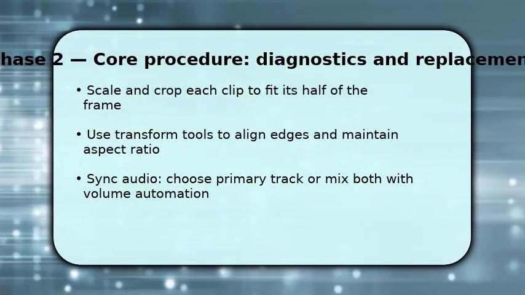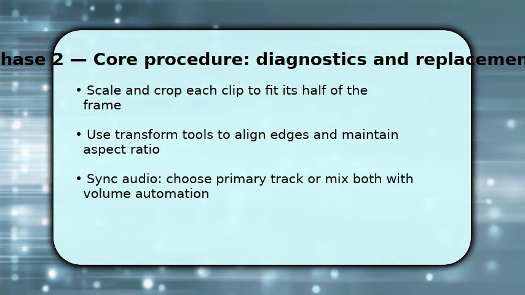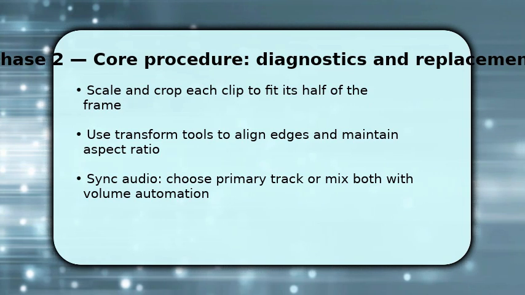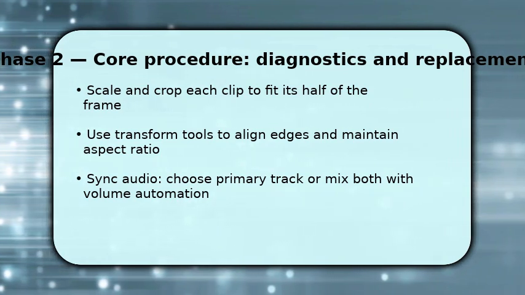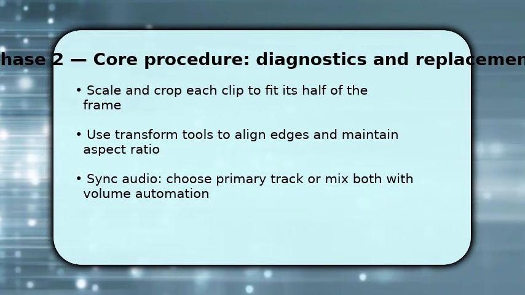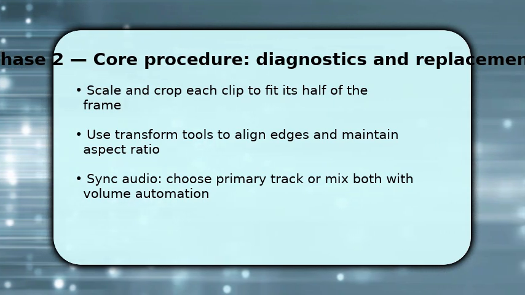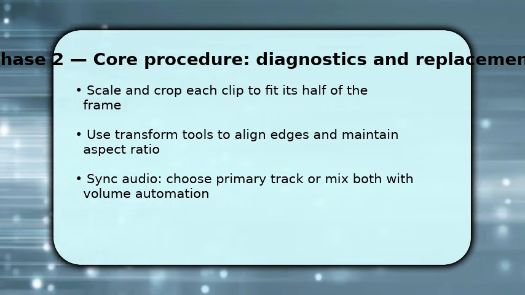Now you crop and scale each clip so they occupy distinct halves or a picture-in-picture area. Maintain aspect ratio to avoid distortion. Use guides or a grid to align edges and add a thin divider if desired for clarity.